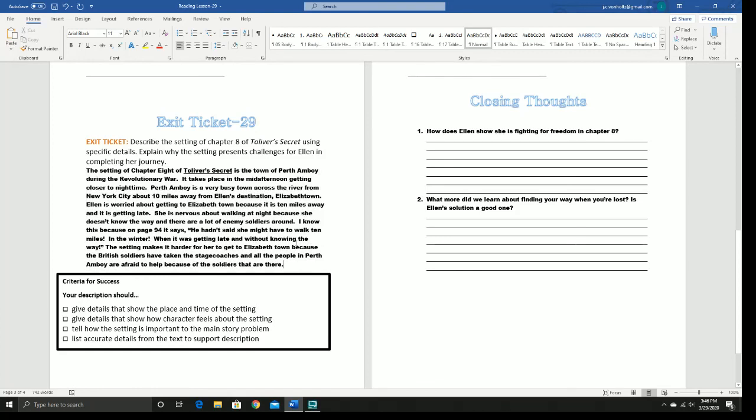We'll take a few minutes now just to discuss the closing thoughts. It kind of wraps everything up and connects it to the story itself. And then that'll be the end of the lesson. So first closing thought is, how does Ellen show she is fighting for freedom in chapter 8? Take a minute now. You can pause and answer that yourself.